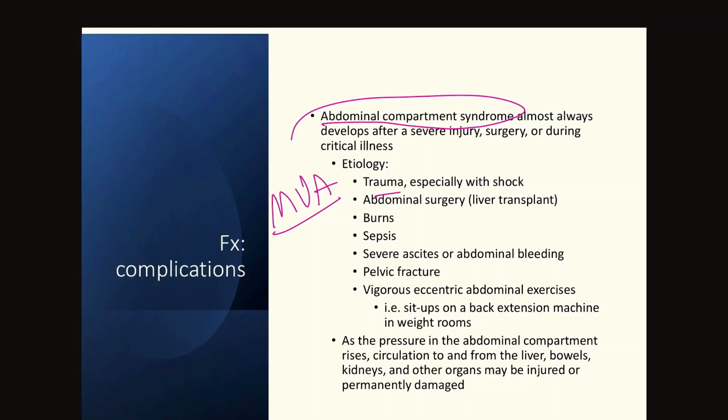So trauma, surgery, liver transplant, there's a ton of blood supply in the liver and you lose a lot, it can cause issues there. Sepsis, obviously, pelvic fracture, here's your eccentric abdominal exercises. And as the pressure in the abdominal compartment rises, circulation to and from the liver, bowels, kidney, and other organs may be restricted. So if blood supply to the kidneys is reduced, what's going to be the result? We'll find out next week, but acute kidney injuries, you can start seeing those issues, and so forth.